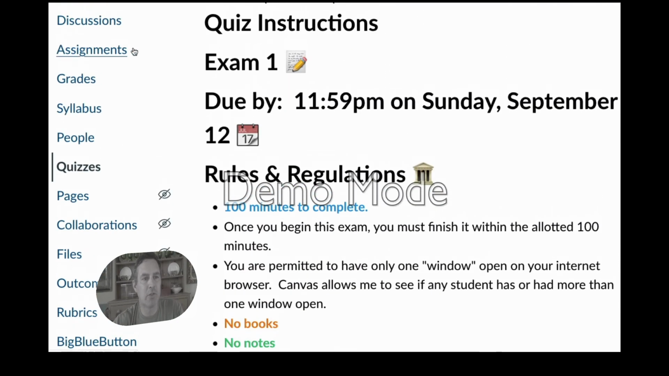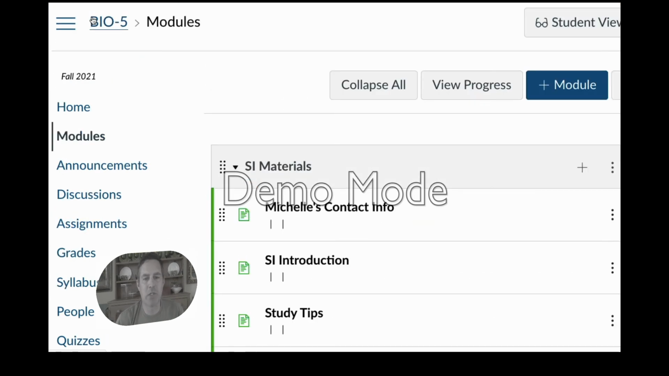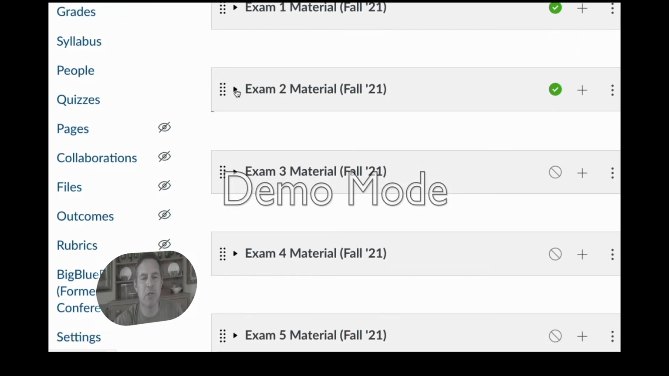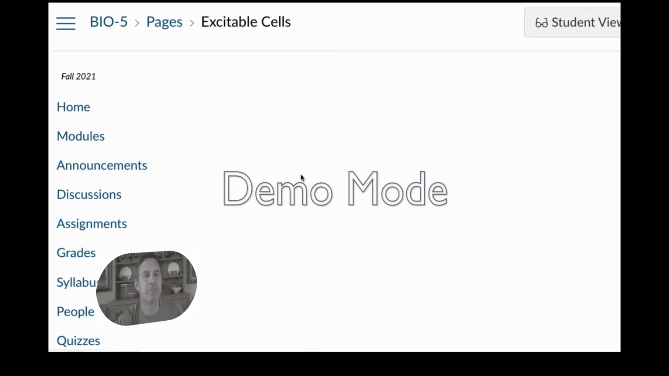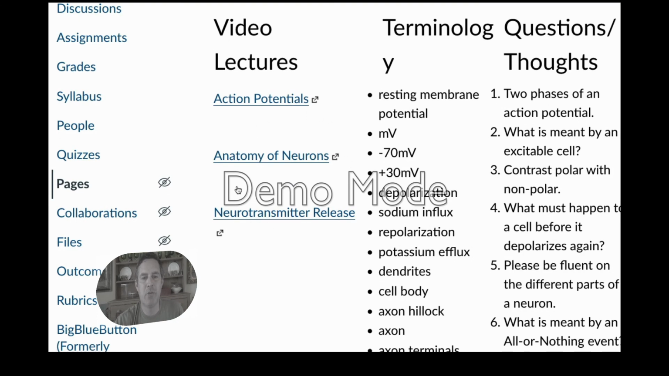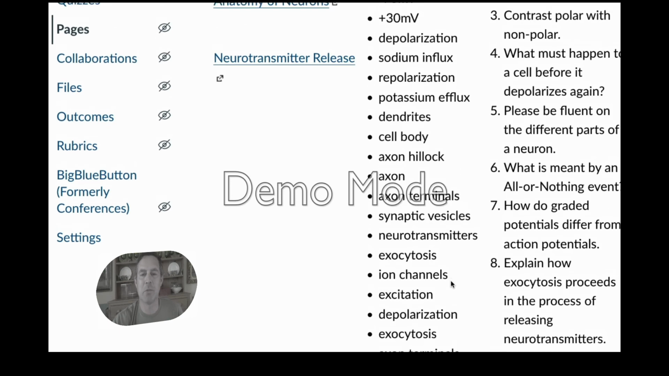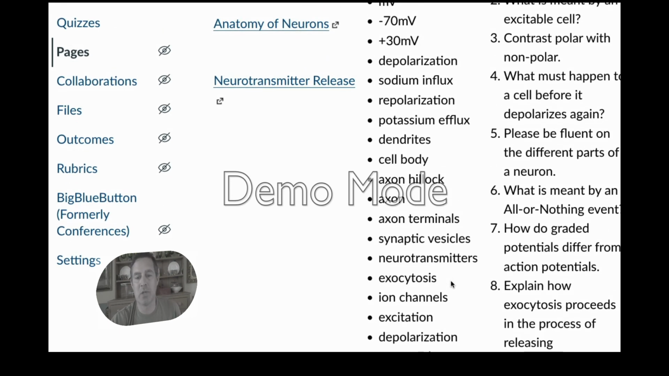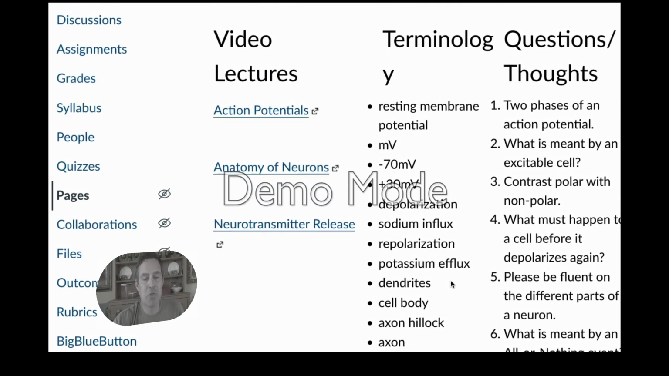So let's take a look at new material starting this week. For exam two, we're going to start talking about excitable cells, which we see here in exam two material. Here's excitable cells. And we see three videos right here for this, a bunch of terminology. One of the main excitable cells in the body are neurons, so a lot of this is about neurons. Get going on this, please, sooner rather than later.